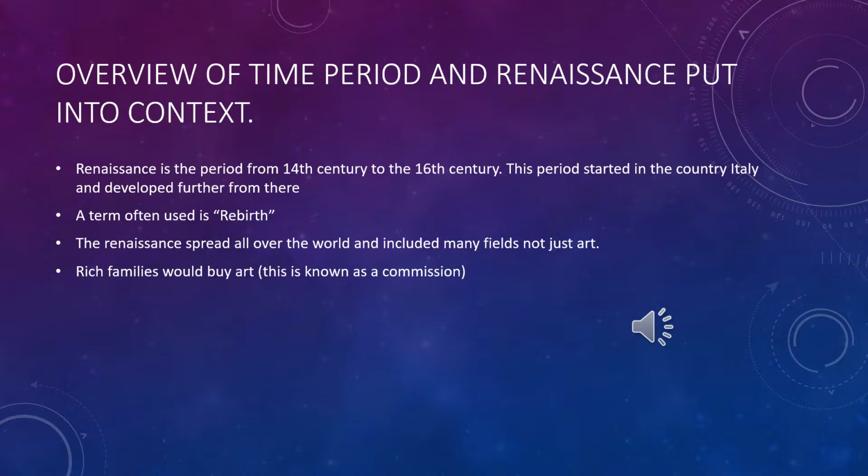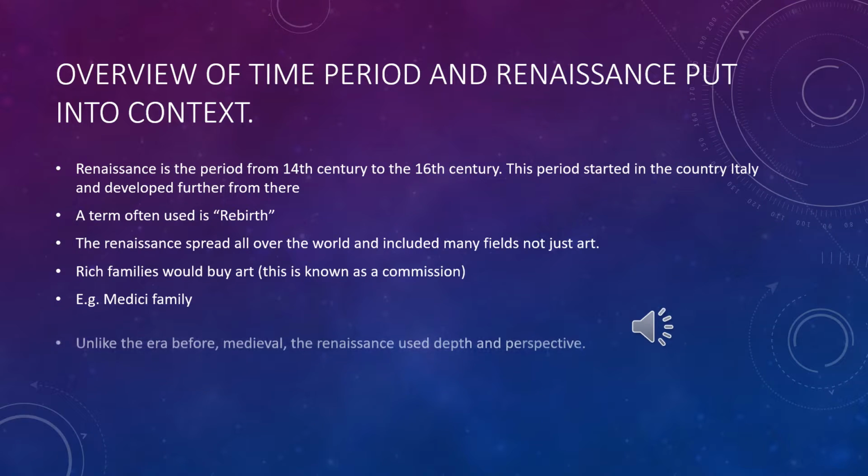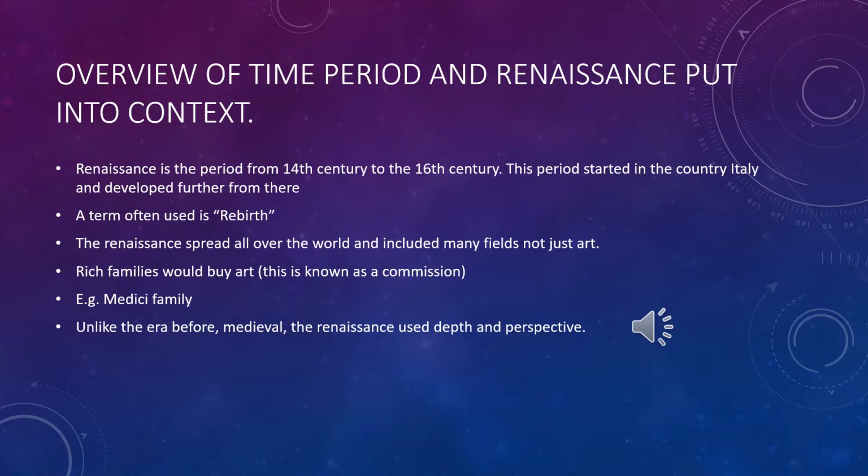Rich families would buy art. This is known as a commission. For example, the Medici family. Unlike the era before, medieval, the Renaissance used depth and perspective. In medieval times, the important part was the fact that they used religious rules in their artworks, whereas the Renaissance used new thinking, individuality.